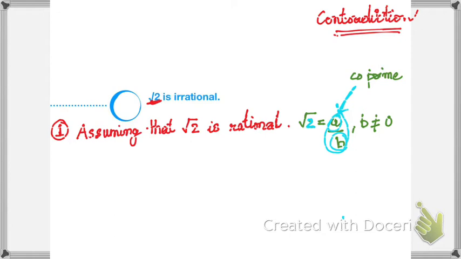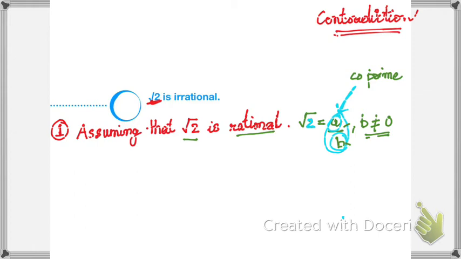So till now, as we have assumed that root 2 is rational, it can be represented in the form of a by b, where b is not equal to 0, and this a by b is in the simplest form. That means a and b have no common factor, so a and b are co-primes.